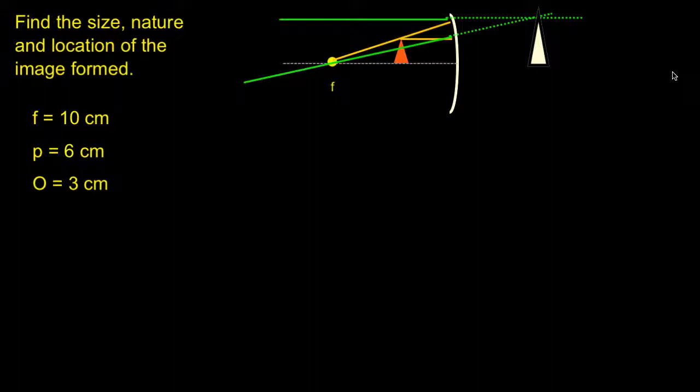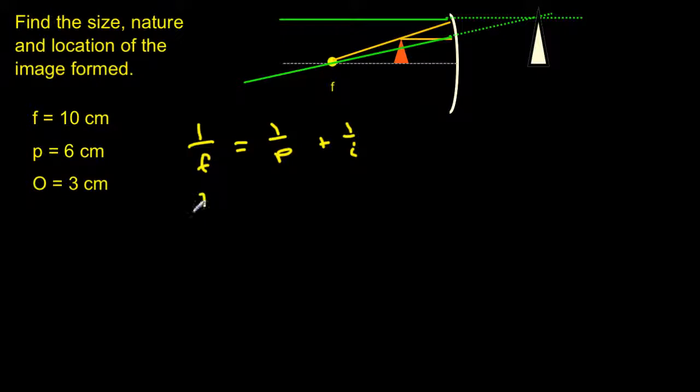Now we have to find the location for everything. So we have two equations which we can use to find size and location. We already know that it's imaginary. So we have 1 over f equals 1 over p plus 1 over i, where f stands for the focal length, p stands for the object distance, and i stands for the image location.